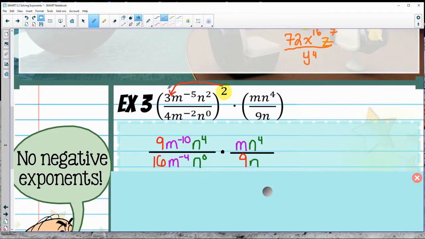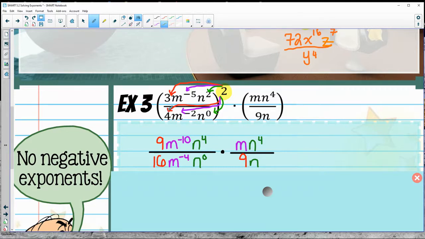So you can see 3 got squared, which is where the 9 came from. I've got m to the -10 because it's -5 times 2. And then you can see I also squared the n. So I've got n to the 2 times 2 is the 4th. You also had to square everything on the bottom. So here's 4 squared to get you to 16. Here's m to the -2, 0 times 2 is still 0. And then I just simply brought this over and I made sure the colors matched.